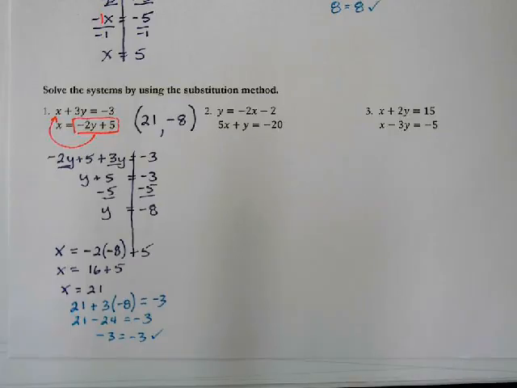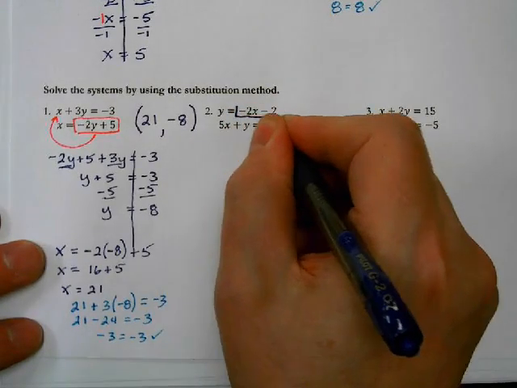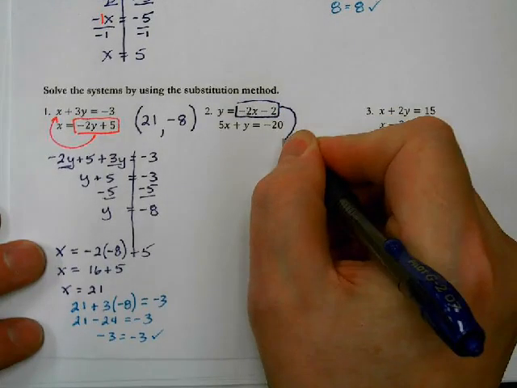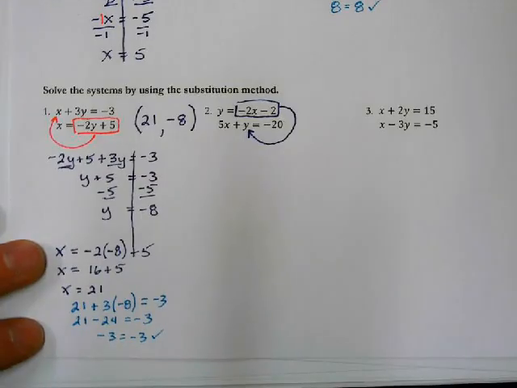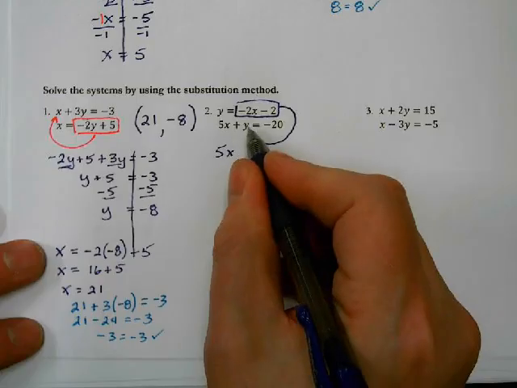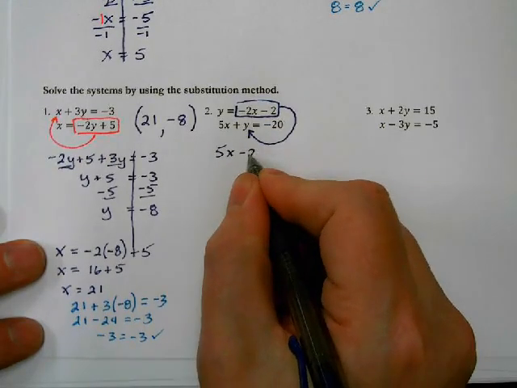Here we go. Okay, so I know that y is equal to negative 2x minus 2. So I'm going to take that and plug it in for this y over here. All right, so I've got 5x plus y. y is negative 2x minus 2. So I'm going to write negative 2x minus 2 equals negative 20.